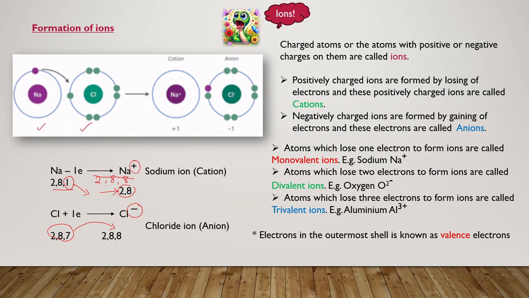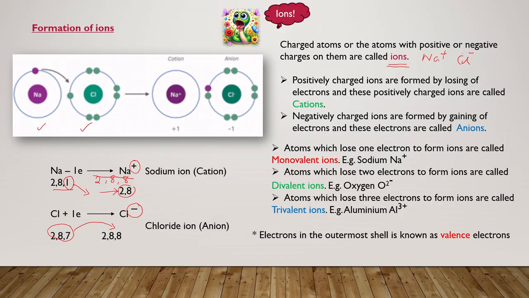And such atoms which have positive or negative charges on them are known as ions. What are ions? Charged atoms, or atoms with positive or negative charge on them, are called ions. They are atoms, but they have charges. We have seen in this example that sodium has a positive charge and chlorine has a negative charge. So this is the sodium ion and the chloride ion.